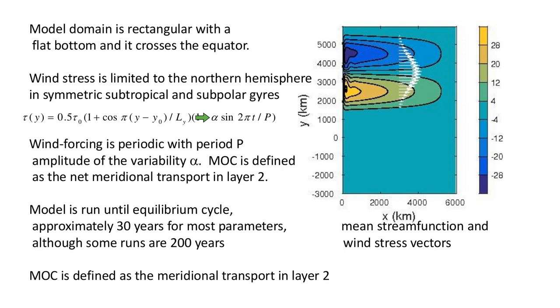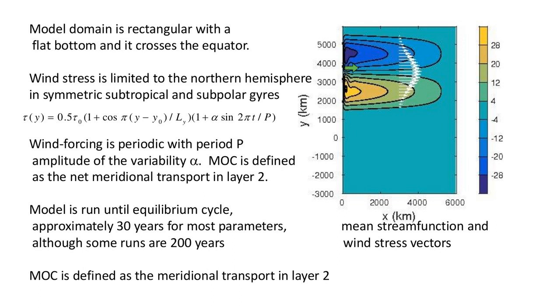I'm going to initialize the model with equal layer thicknesses and force it with this periodic wind stress. It typically takes 20 or 30 years to settle down to an equilibrium cycle. Some of the cases I'm going to do have very low frequency forcing, so in those cases I'm running the model out to 200 years. By AMOC, I'm talking about the meridional transport in layer 2, which is essentially equal and opposite to the meridional transport in layer 1, because my sea surface is pretty stiff, so there's not really much total mass accumulation in either of the basins.